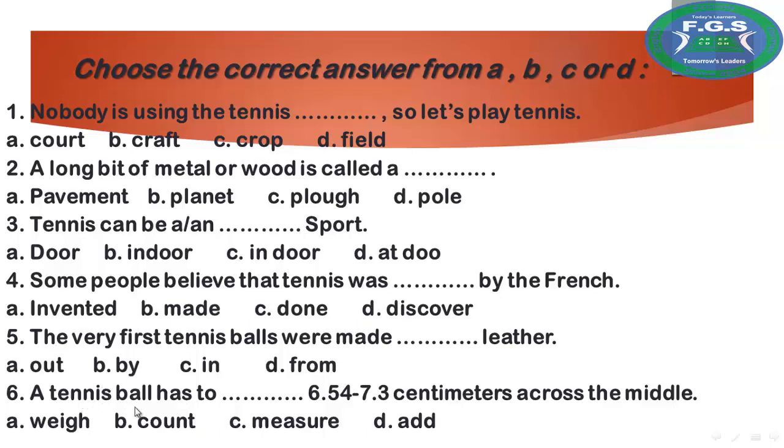Number 6, a tennis ball has to space 6.54 or 7.3 centimeters across the middle. So a tennis ball has to weigh, has to count, has to measure, has to add. Yes, has to measure. Measure means to know the exact number or length of something. So a tennis ball has to measure 6.54 to 7.3 centimeters across the middle, so measure.